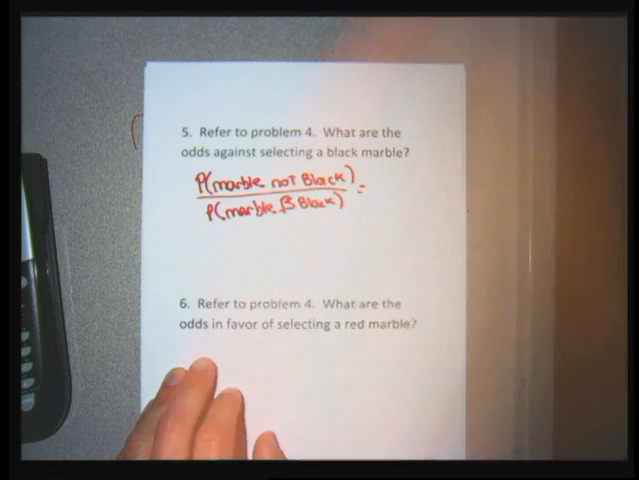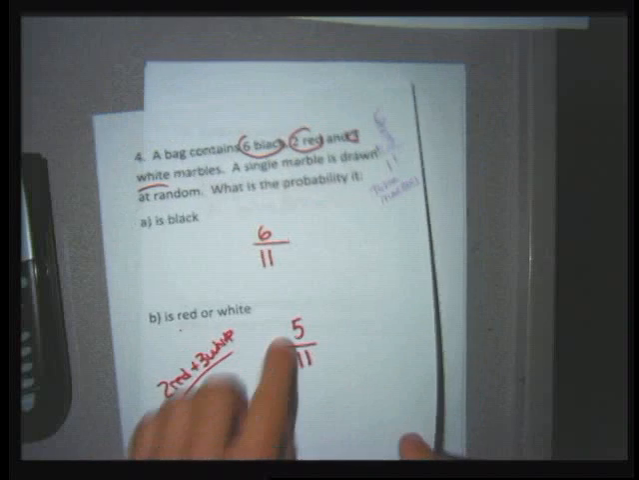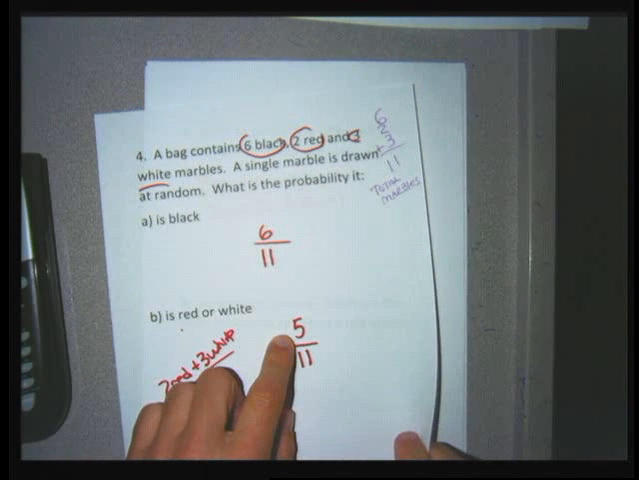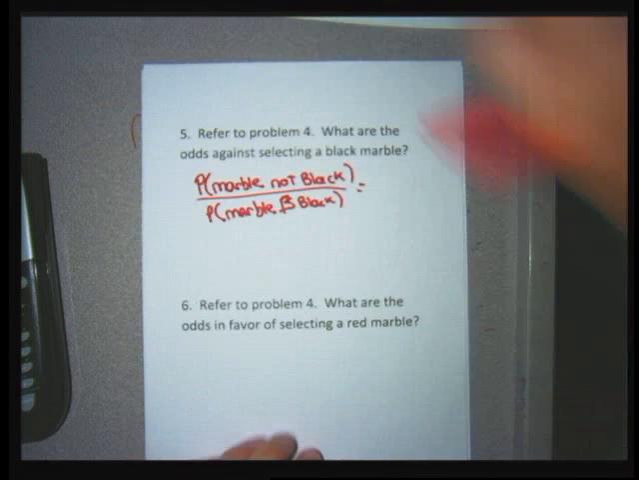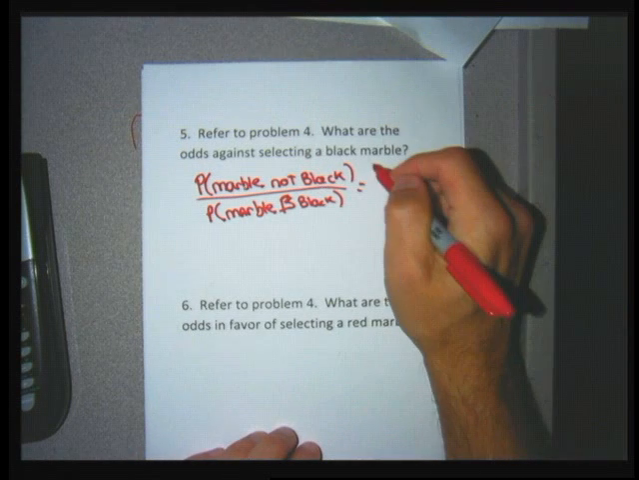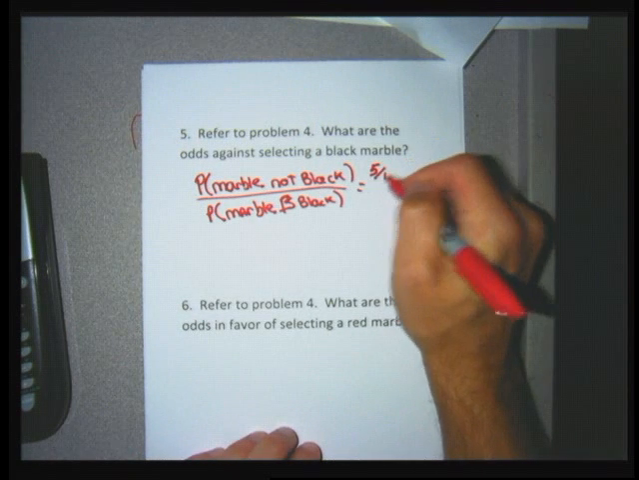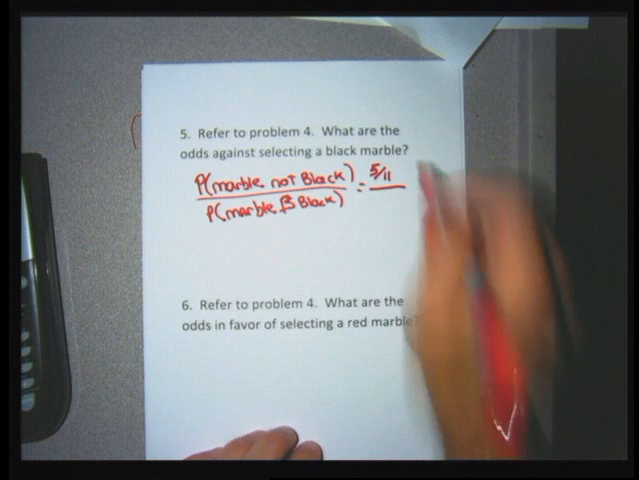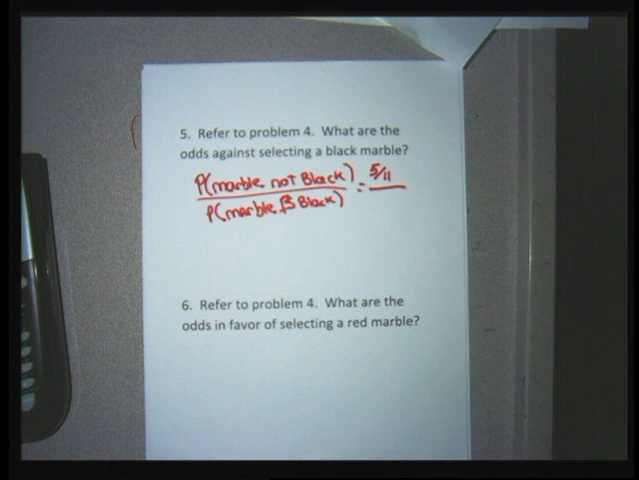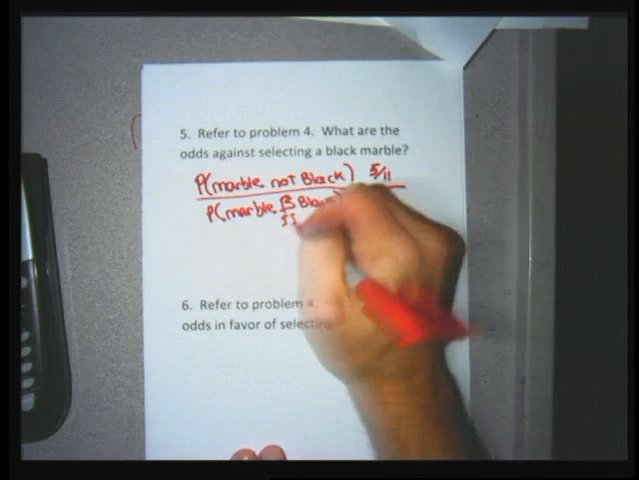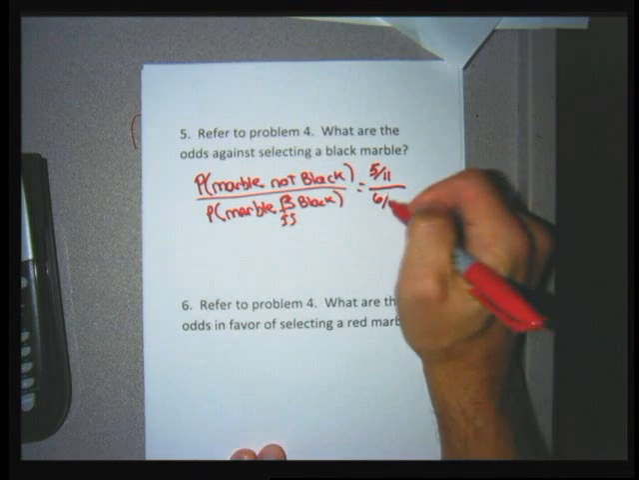The probability that the marble is not black: there are 5 marbles in the bag that aren't black, the 2 red and the 3 white. So the probability that the marble is not black is getting one of the 5 non-black marbles out of the 11 marbles. The probability of the marble being black is 6 in 11.